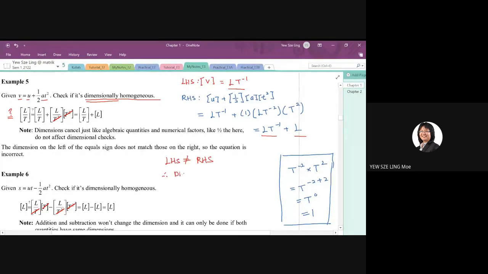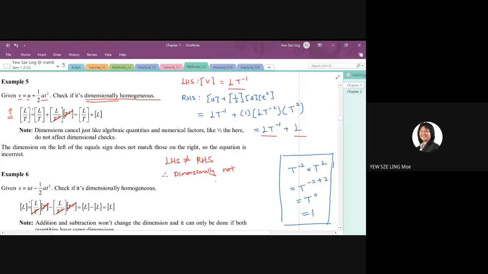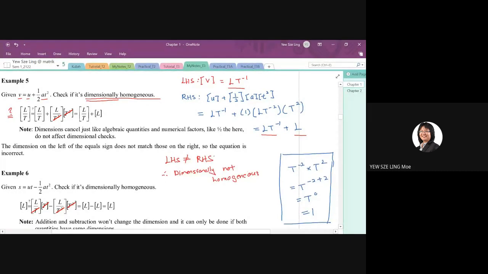Dimensionally not homogeneous. So it means now the left-hand side and the right-hand side are not equal, so the equation is incorrect. So this one you can mention the equation is incorrect, because they are not equal. When left-hand side is not equal to right-hand side, it is definitely an incorrect equation.